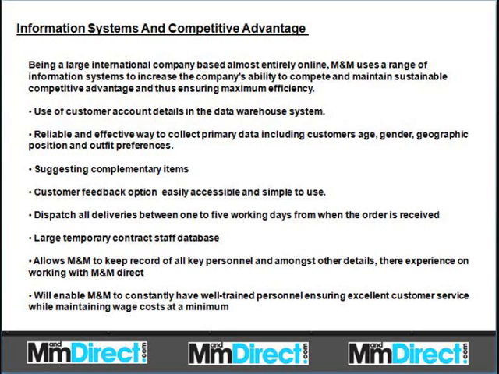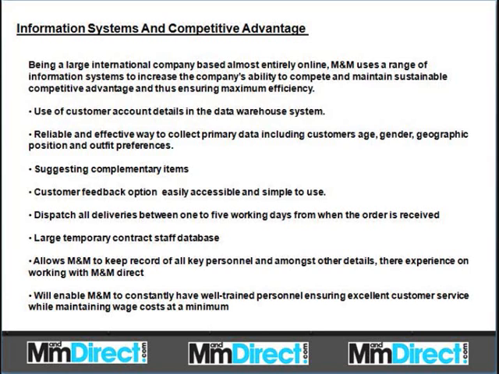Lastly, M&M maintains a large temporary contract staff database. This allows the company to keep record of all key personnel and, amongst other details, their experience on working with M&M Direct. This staff pool will permit M&M to constantly have well-trained personnel, ensuring excellent customer service while maintaining wage costs at a minimum.